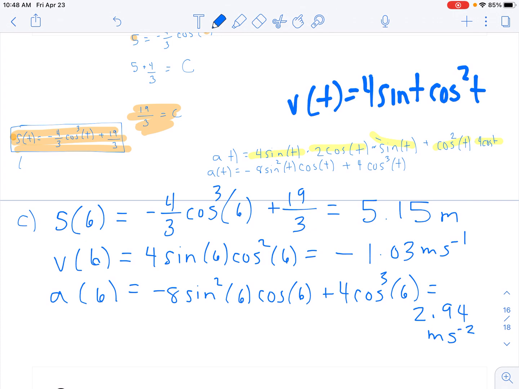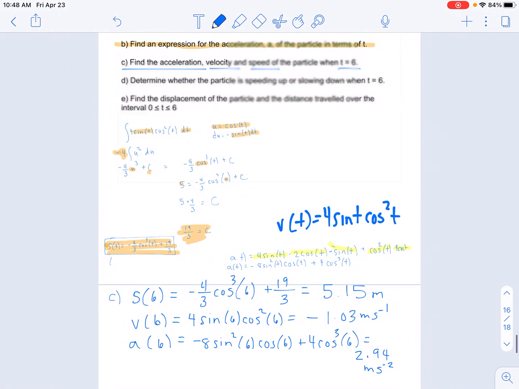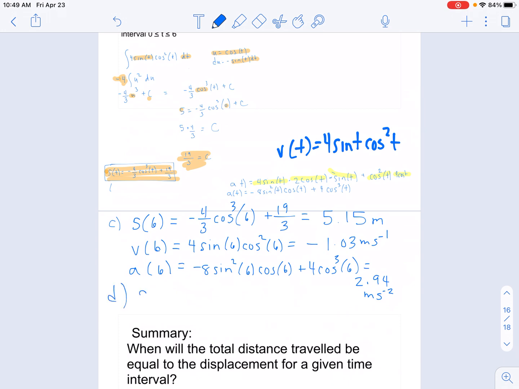So reading the position function, after 6 seconds, it is 5.15 meters from the fixed origin. The velocity is negative, meaning it is traveling to the left after 6 seconds. And the acceleration is positive, so it's going left, but increasing, which tells us it is slowing down. Different signs. All right. Determine whether it is speeding up or slowing down. Oh, we just answered that. So D, it's slowing down.